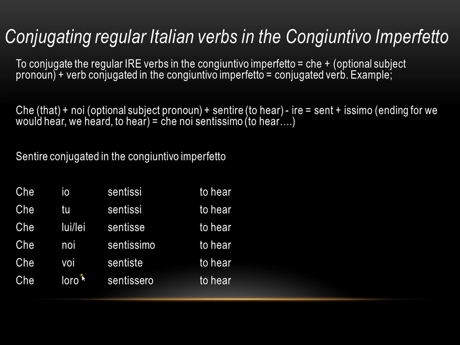Okay, once again, we have sentire minus the ire equals sent. And then we have isi, isse, issimo, iste, and issero. The only difference is the first letter. Remember, we had assi, and then we had essi, now we have issi. All the way down through the bottom, where originally for the parlare it was assero, for vedere it was essero, and now it's issero.